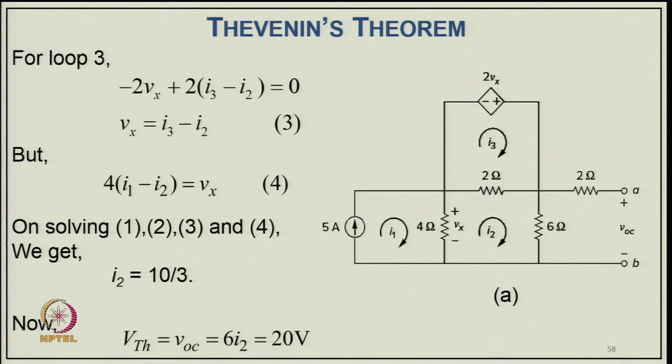Now, for loop 3, that is minus 2 V x plus the voltage drop here, 2 into I 2 minus I 3, and that gives the relation V x equal to I 3 minus I 2, but I 1 minus I 2 equals V x. So from solving these we find I 2 equal to 10 by 3, and V th will be V oc, that is the voltage here, because there is no current here. So you can call it 6 I 2, the current flowing into this. I 2 is already 10 by 3, so it becomes 10 by 3 into 6. So it becomes 20 volt.